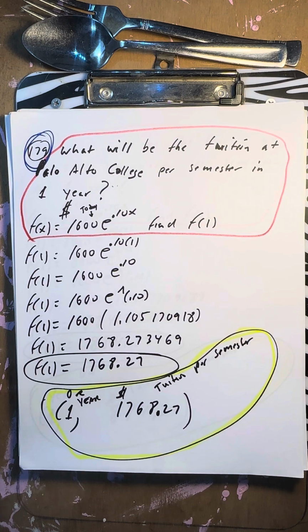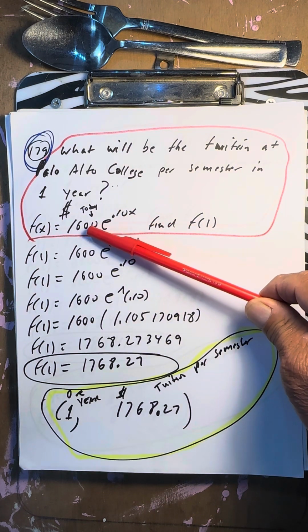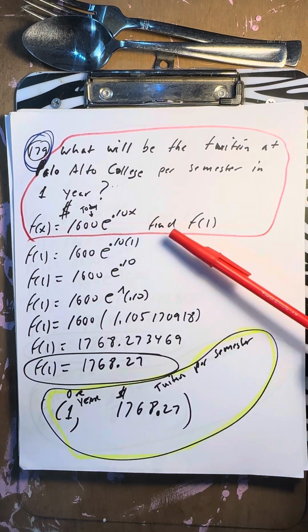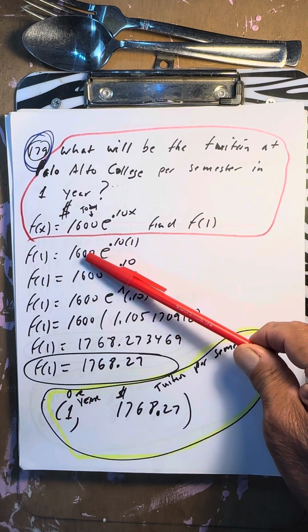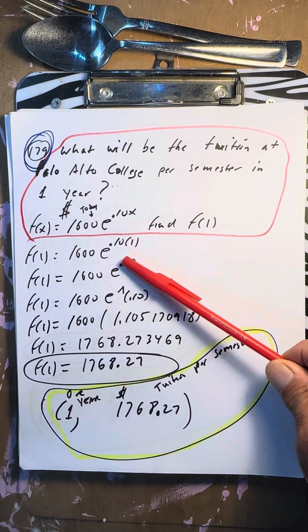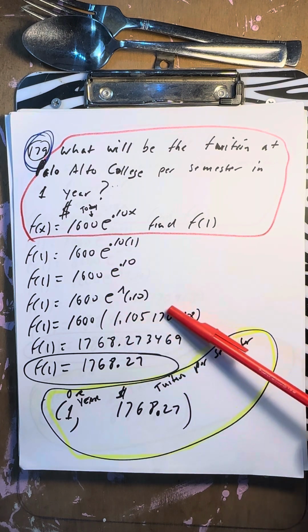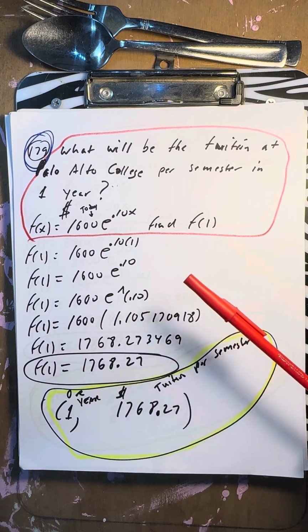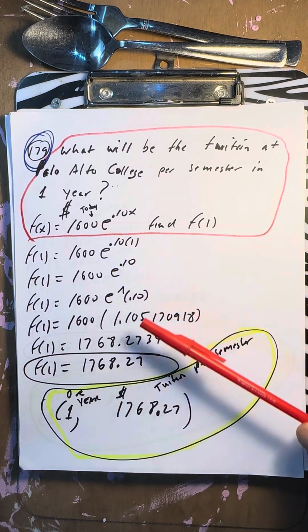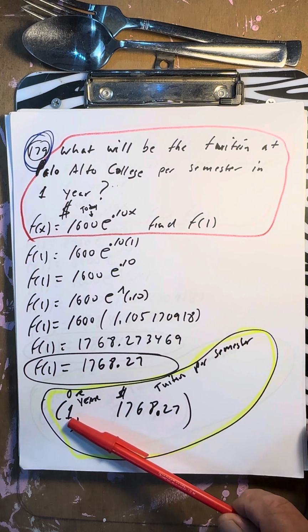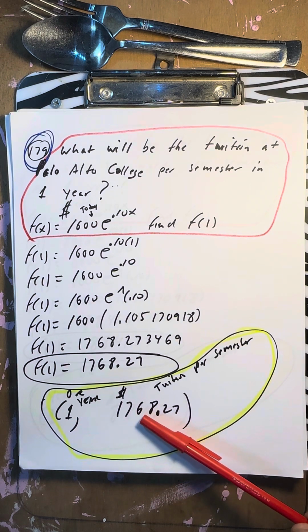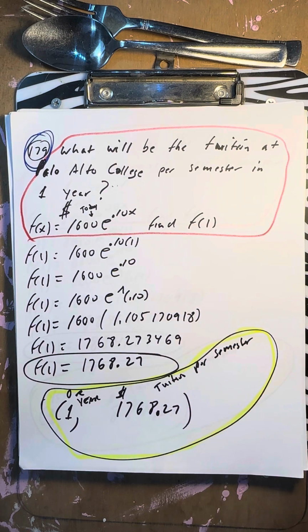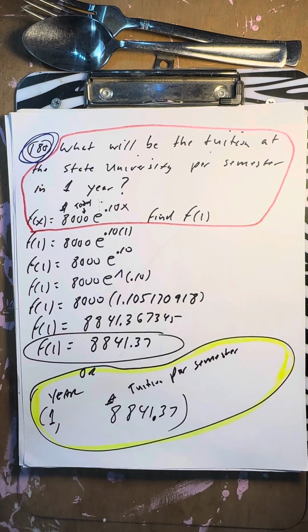What will be the tuition at Palo Alto College per semester in 1 year? Okay, right now it's $1,600. But what's going to happen in 1 year in the future? So let's find f of 1. F of 1 means put a 1 in there for the function. 1 times that is 0.10. E to the 0.10 is this number, times the 1600 is going to give you this new number. So f of 1 is this. Right now it's 1600, but 1 year from now it's going to be $1,768.27. It's tuition per semester.